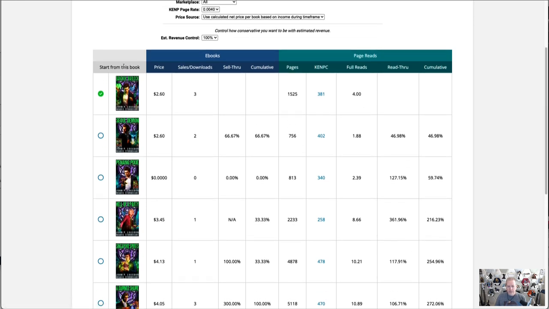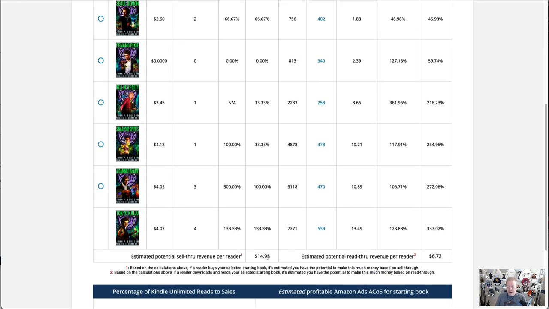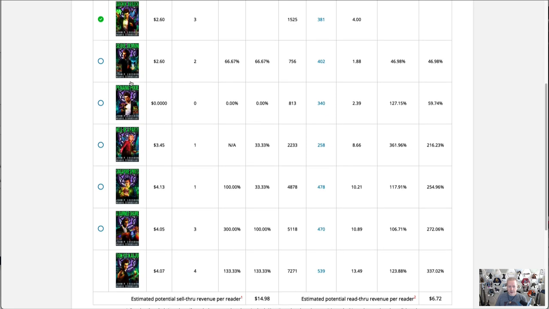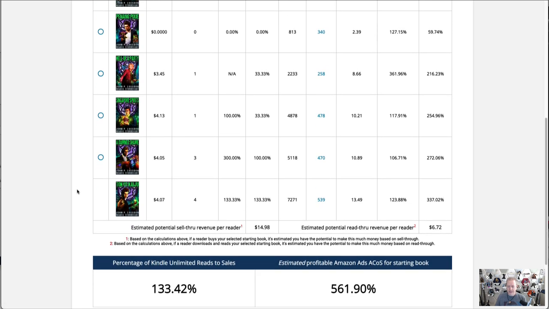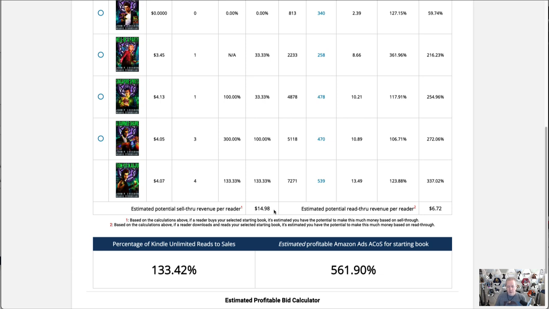Now there's something that you might notice over here. It's called Start from this book. This will allow us to change which of these books it starts from for the cumulative information, which will also impact our calculations down here. I'm going to get to that in just a second, but I just wanted to bring it to your attention because I'm sure you're probably thinking, well, what are those for? So we'll get there.